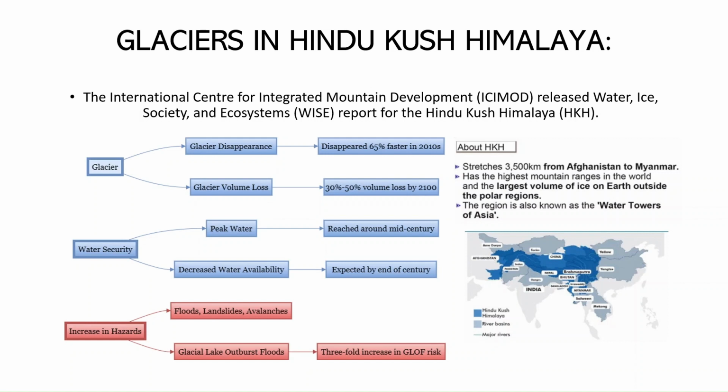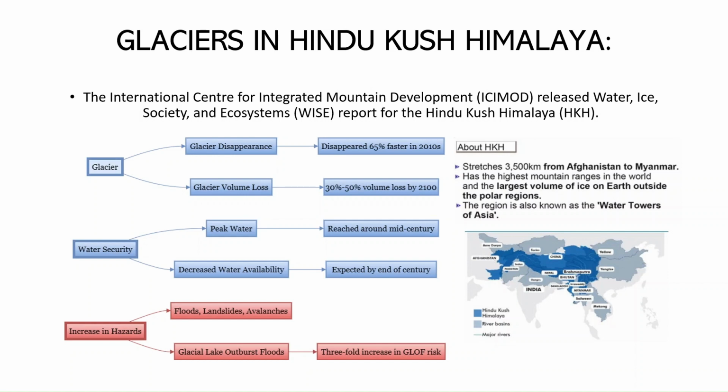Next up, the recent release of Water, Ice, Society and Ecosystems, or the WISE report by the International Centre for Integrated Mountain Development or ICIMOD outlines the challenges that the Hindu Kush Himalaya region is facing due to climate change. So what exactly is ICIMOD? It is an intergovernmental organization which was formed in 1983, dedicated to addressing climate and environmental risk, which also promotes green economies and fosters sustainable actions across the globe.